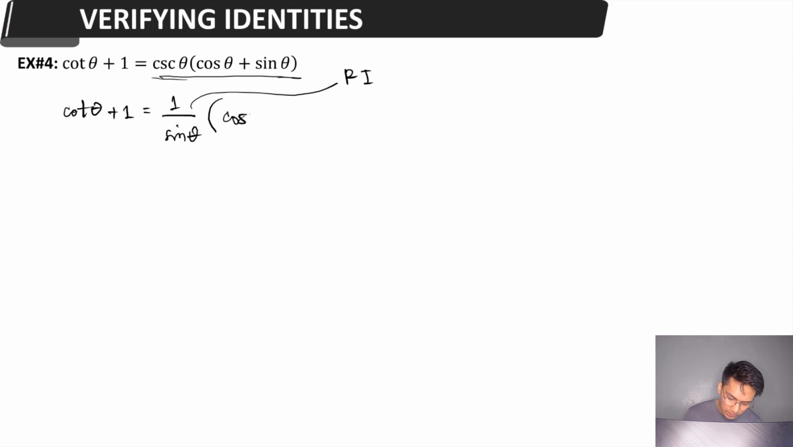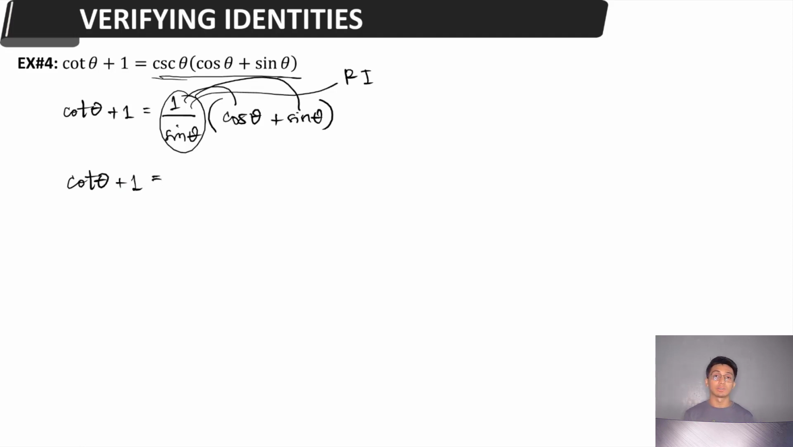Multiply to cosine theta plus sin theta. Anong gagawin natin dyan? I-distribute natin itong term na ito dito sa nasa loob ng grouping natin. So, this is cotangent theta plus 1 is equal to 1 over sine theta times cosine theta is simply cosine theta over sine theta. Plus 1 over sine theta times sine theta is sine theta over sine theta.